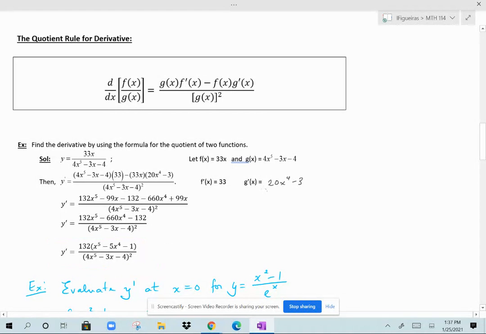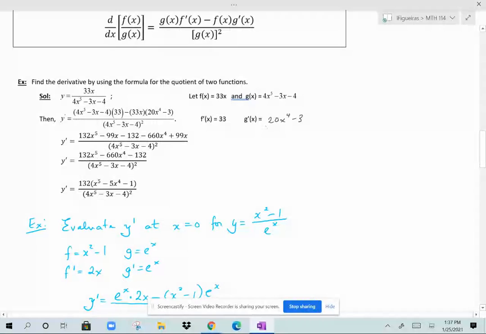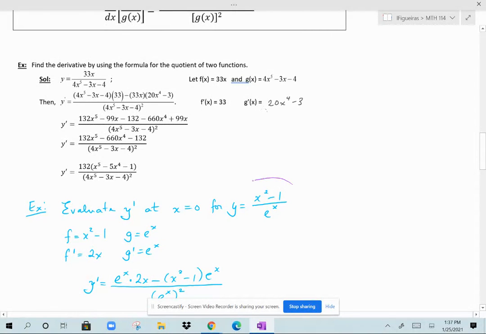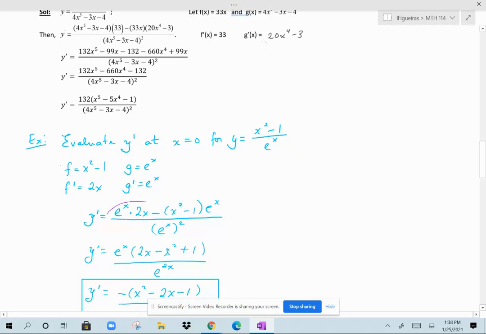All right, so let's use quotient rule again. This time, the function I am interested in taking the derivative of is x squared minus 1 over e to the x, and then I'm going to evaluate it at 0. So my numerator is f, my denominator is g. So f prime is 2x, g prime is e to the x. Remember, the formula is g f prime minus f g prime all over g squared. So it's e to the x to the second power.